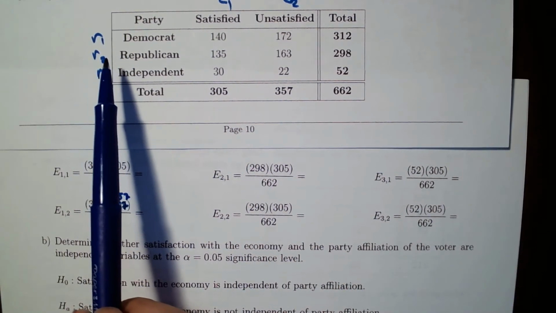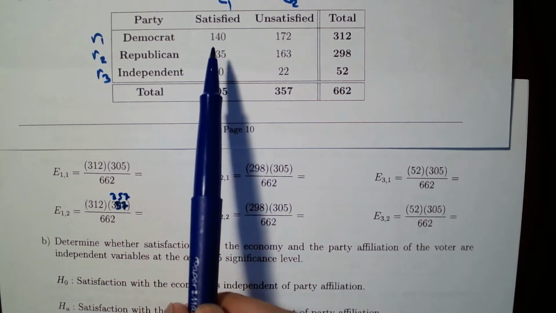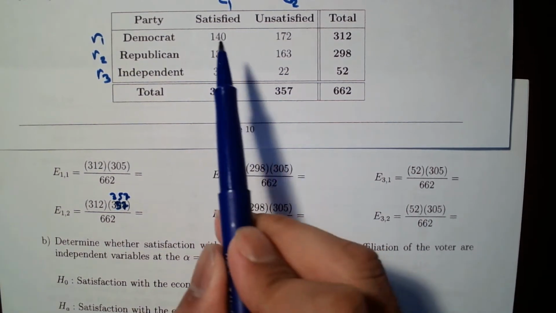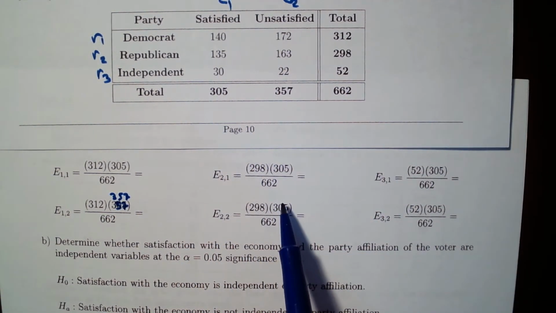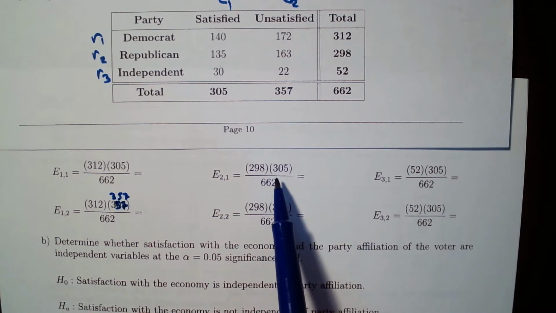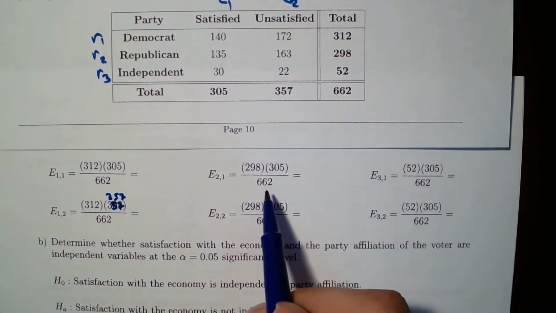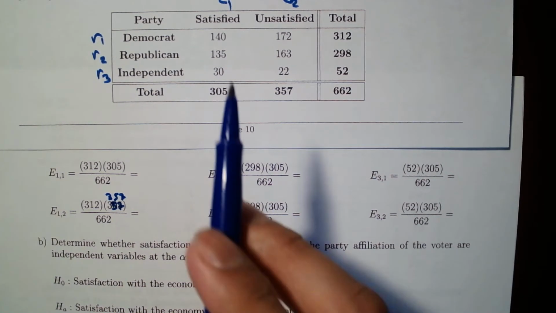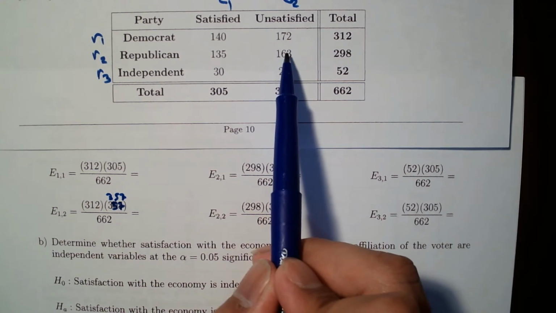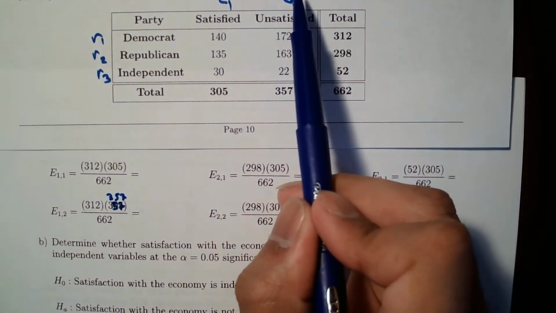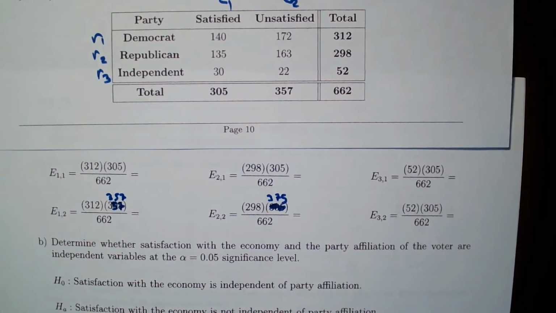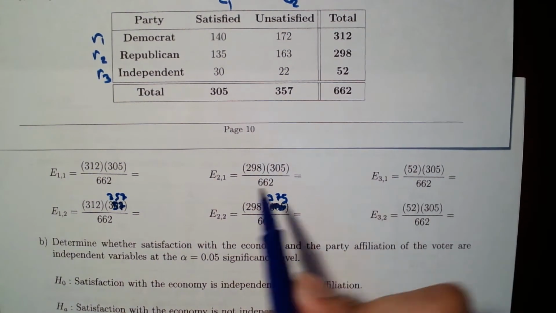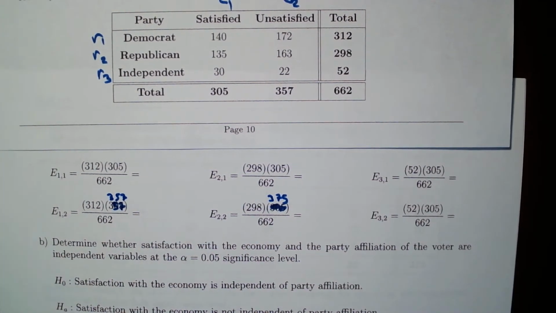Now we go with the second row. Second row, first column: the total of row 2, which is 298, times the total of column 1, which is 305, divided by the total number of observations. And then second row, second column: the total of row 2, which is 298, times the total of column 2, which again has a little typo here, 375. So your PDF should look corrected with respect to my work right here.